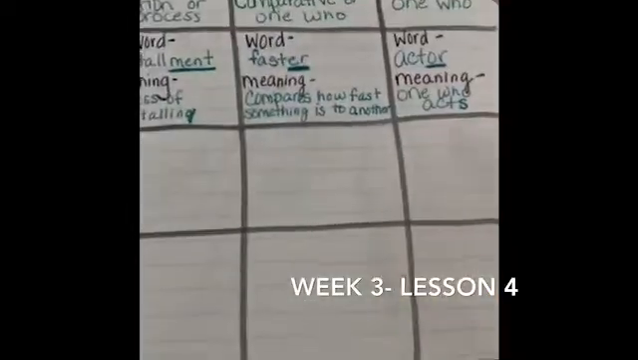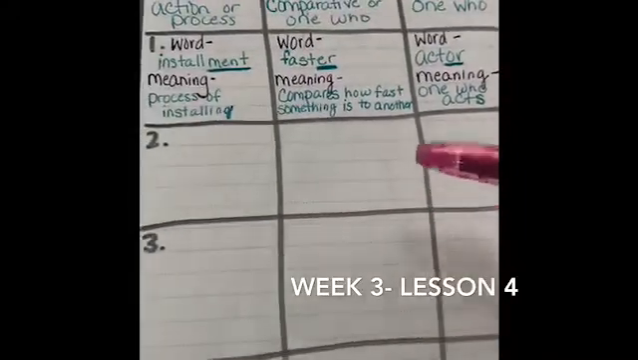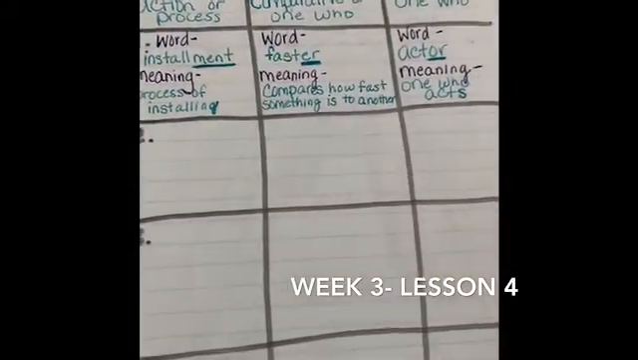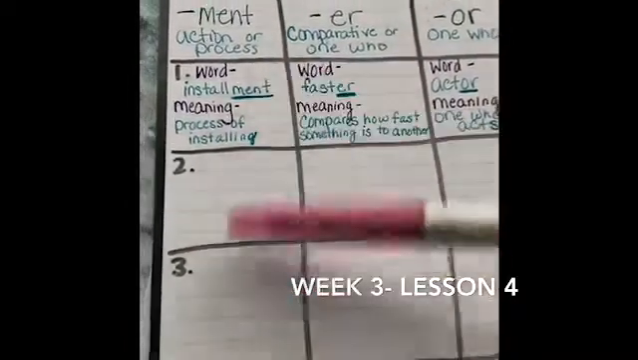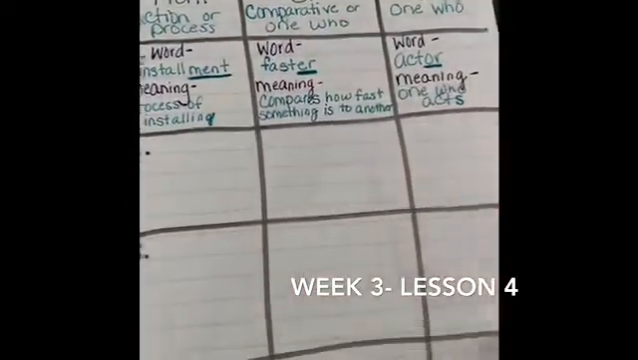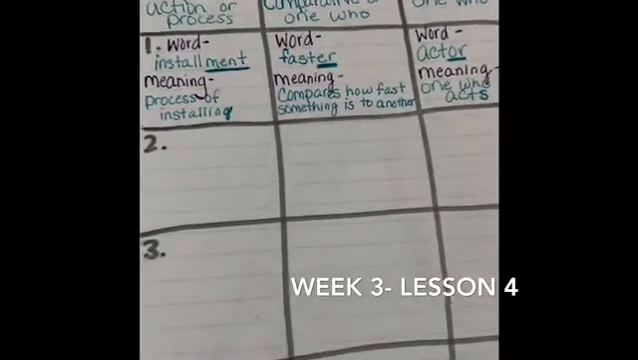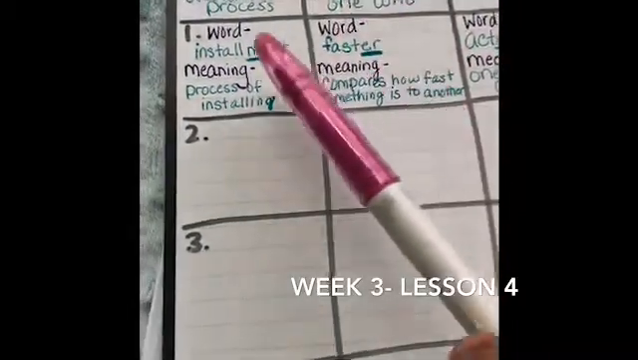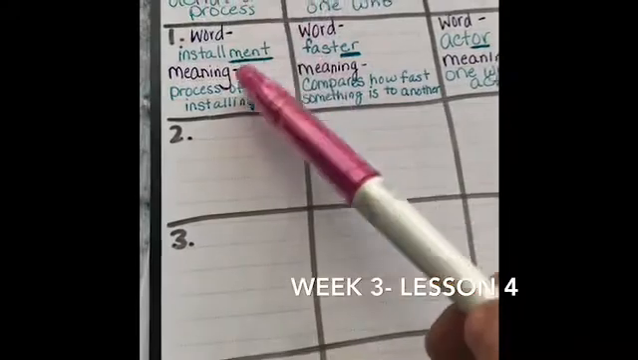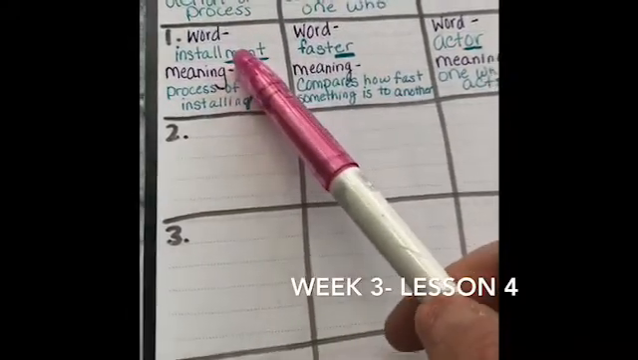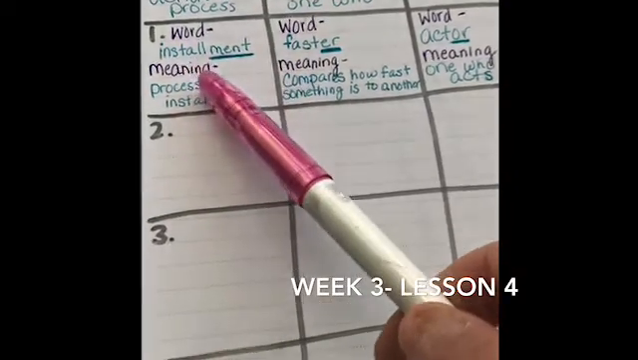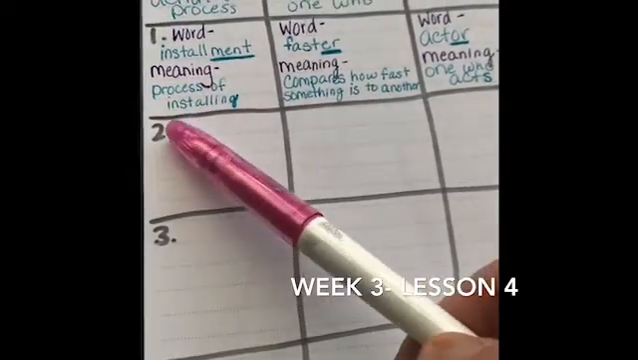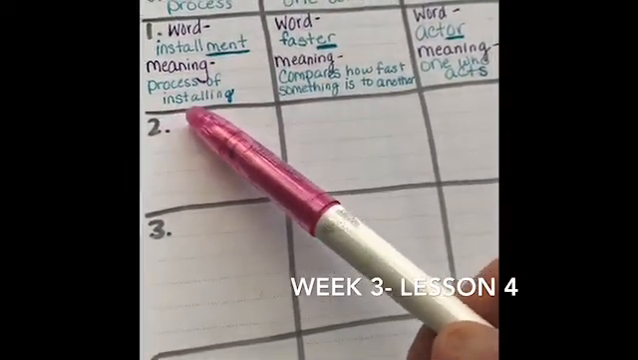So what I did is I went ahead and did one word for you as an example, and then in this chart, I just had my 4 words that come down, so you would have a way to organize it. So for ment, I did installment. Well, if ment means action or process, the meaning of this word means the process of installing.